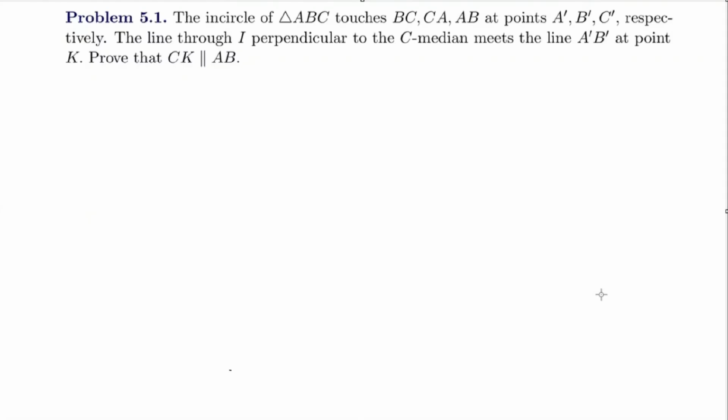Okay, so let's look at our example here. The incircle of triangle ABC touches BC, CA, and AB at points A', B', and C', respectively. The line through I, which is the incenter, perpendicular to the C median, meets the line A'B' at point K. Prove that CK is parallel to AB.